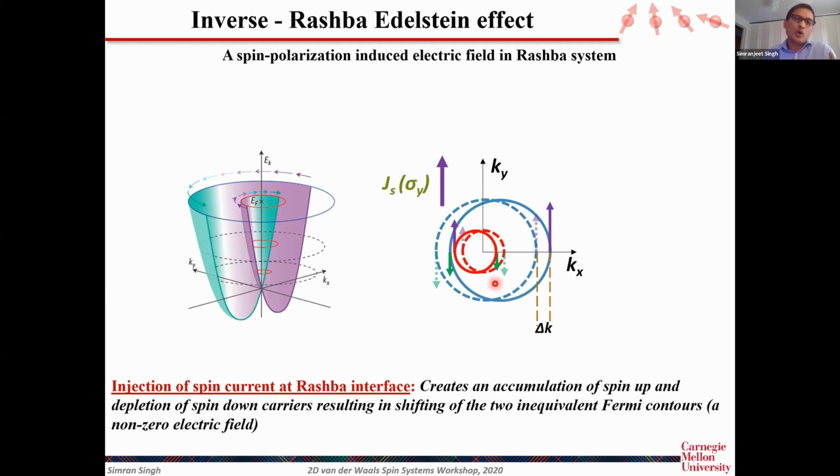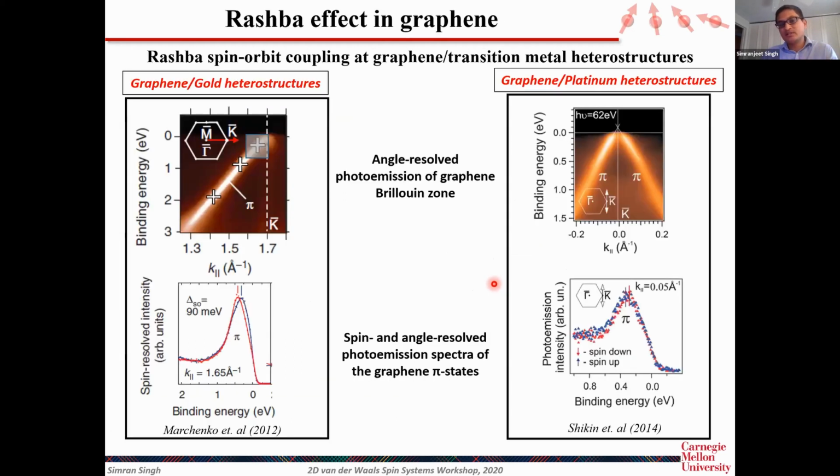Now the question is, why am I talking about the Rashba effect in this platinum graphene? It turns out that there have been angle-resolved photoemission studies of graphene on gold and platinum, and they have seen that if you put graphene on gold or platinum, you can end up splitting the spin up and spin down bands due to this Rashba-induced spin-orbit coupling, and this splitting can be as large as hundreds of milli-electron volts.